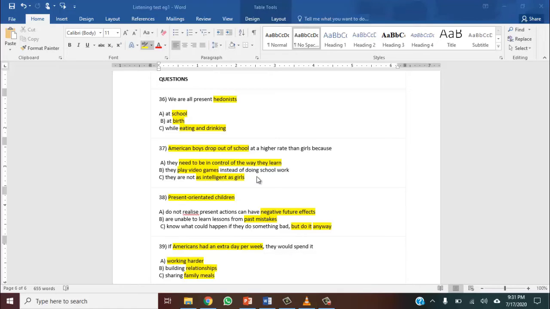So this is a very important and a tricky question. Here the recording discusses all the three options that can be potential answers. The recording says that the dropout rate might be affected because the boys need a situation in which they have control. The recording does discuss playing video games or that the girls are more intelligent than boys, but it does not give these as the actual answer. The actual answer, therefore, is A.